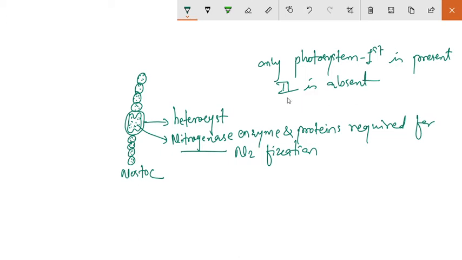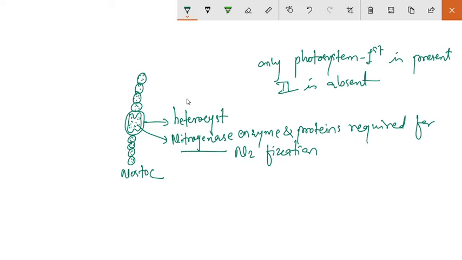Okay, in photosystem second, oxygen is released in the light reaction of photosynthesis, in the Z scheme. So this photosystem second is absent in the heterocyst. Okay, so the mature heterocyst produces the nitrogenase enzyme and the proteins involved in nitrogen fixation. It does not contain the functional photosystem second. It contains only photosystem first to protect the nitrogenase enzyme which is present in the heterocyst.